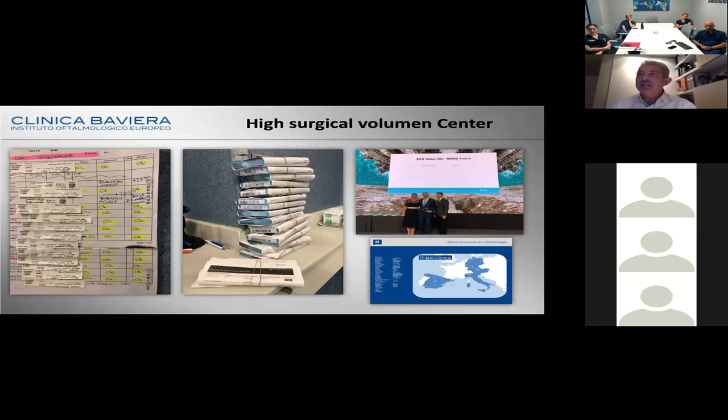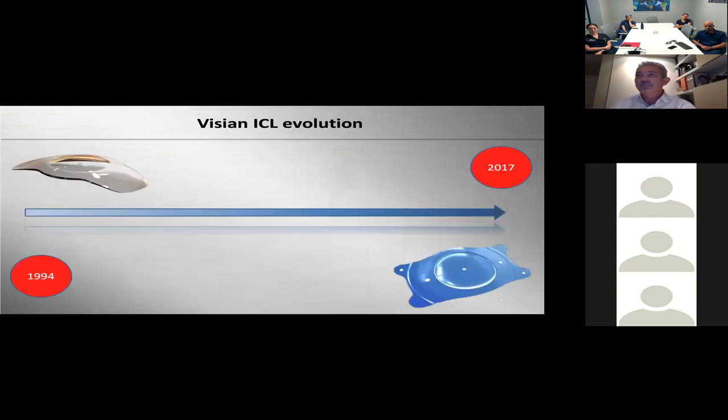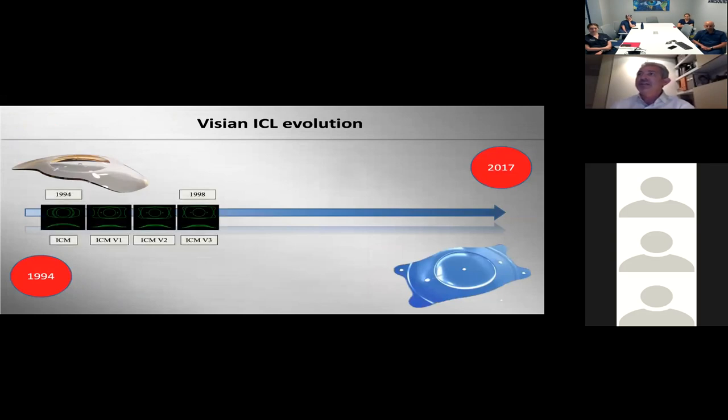I've been working since 1999 in Clinica Baviera, an ophthalmic institute with multiple centers in Spain and Europe, handling a large volume of patients. It was in 1993 when the pioneering surgeons Christian Scorpic from Vienna, Paolo Pesando and Vicenzo Aceto from Italy, and Roberto Saldivar from Mendoza, Argentina, implanted the first ICL prototypes in human healthy eyes. But it was really Saldivar who was the true developer of all the prototypes, and it was he who suggested and introduced, in collaboration with STAAR, the new advances in the design of the ICL. From 1994 to 2017, different prototypes and models have appeared over time.